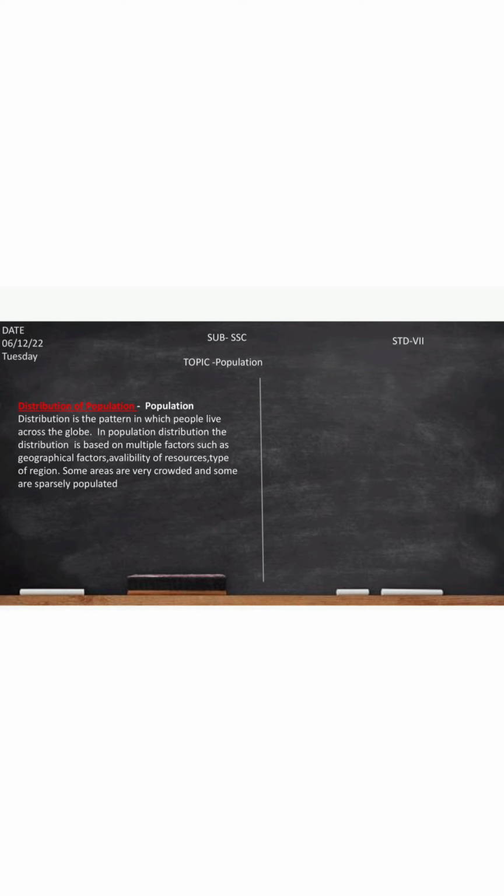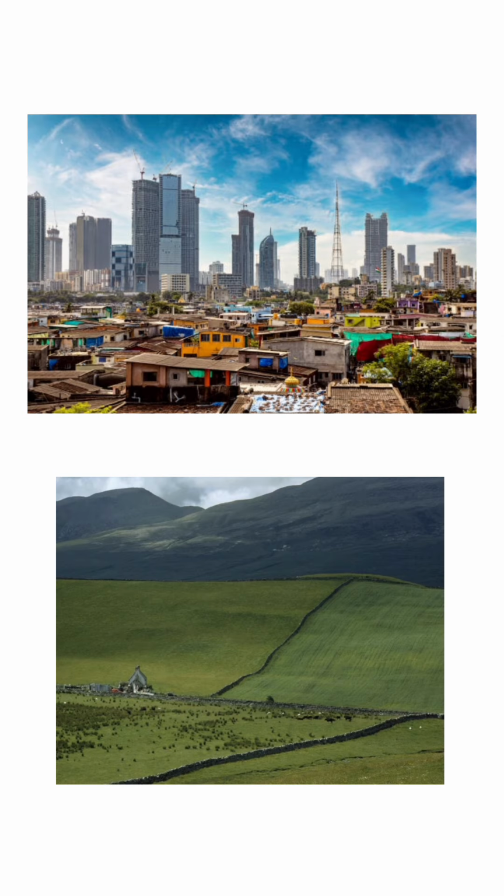Okay, so can you see these two pictures? In both the pictures, is the population equal? No. What is the difference between these two places? This is densely populated, this is less populated. Okay, I understood that. But what is the difference that you can see in them? Why is this place more populated and this place less populated? Tell me that.